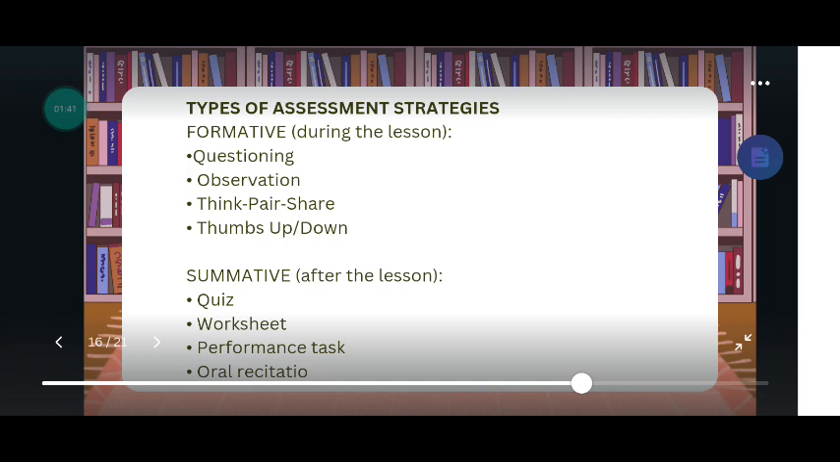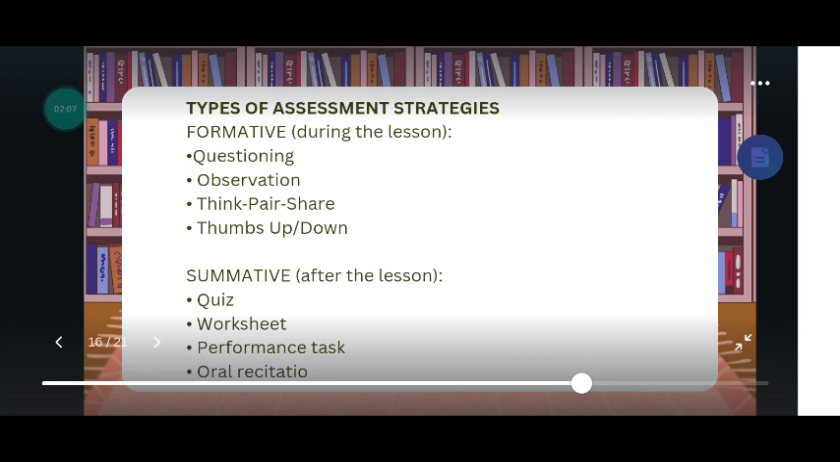There are two types of assessment strategies, the formative and the summative. The formative is what you can observe during the lesson. These are the types of formative assessment. First is the questioning. Questioning, you can ask the students during the lesson.